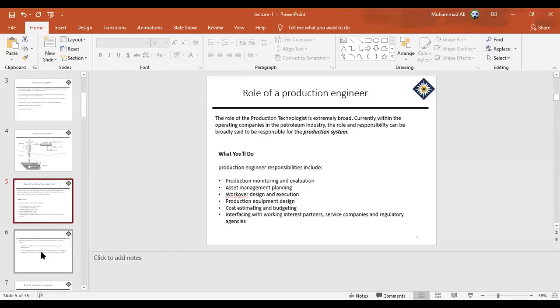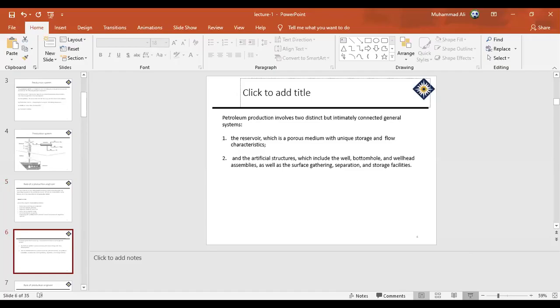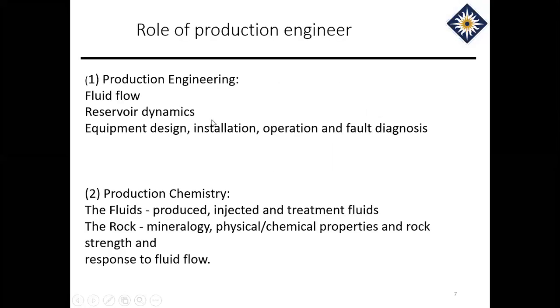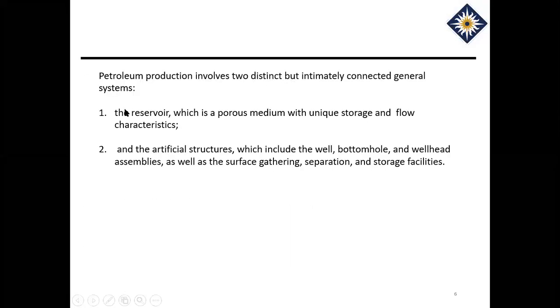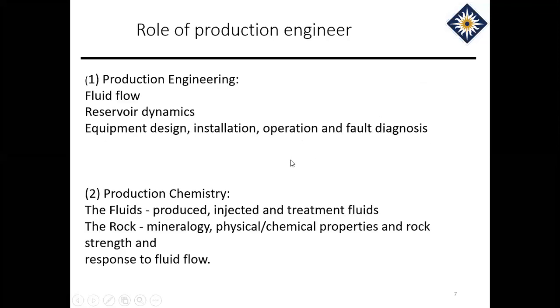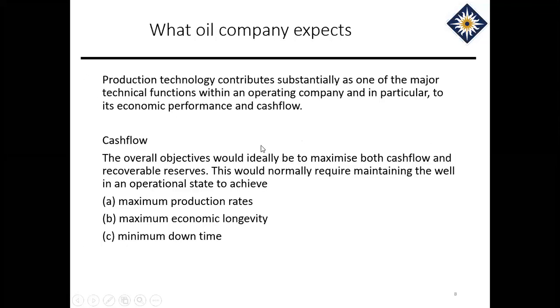Okay, let's go ahead. As I said, in production engineering, the reservoir, which is the porous medium, we don't deal with. But we deal with artificial structures in production engineering, which includes the well, bottom hole, wellhead assemblies, surface gathering, separation. So as a production engineer, we handle the second part efficiently. Okay, now let's look at it.